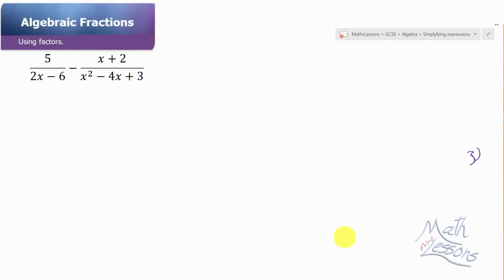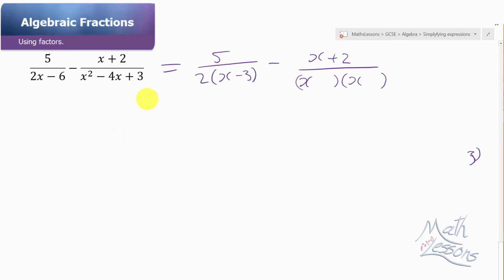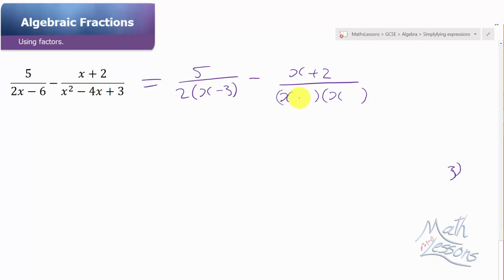So here we are, something a little bit more interesting. First thing we need to do, as I said before, is look for factors. And here we can see a factor of 2. Always take out all your factors. It will save you time in the long run. So factorize the bottom. We've got an x and an x. To get x squared, we need two numbers that multiply to give you 3, and they must add to give me minus 4. So minus 3 and minus 1. Minus 1 times x and minus 3 times x gives me minus 3x, and minus x gives me minus 4x.